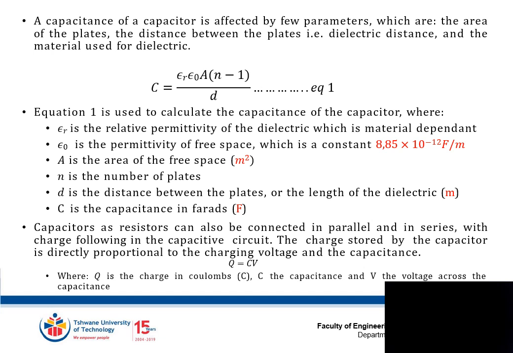Capacitors, like resistors, can be connected in parallel and also in series, with charge flowing in the capacitive circuit. The charge stored by a capacitor is directly proportional to the charging voltage and the capacitance, giving us the formula Q equals CV, where Q is the charge in coulombs with unit C, C is the capacitance, and V is the voltage across the capacitance.